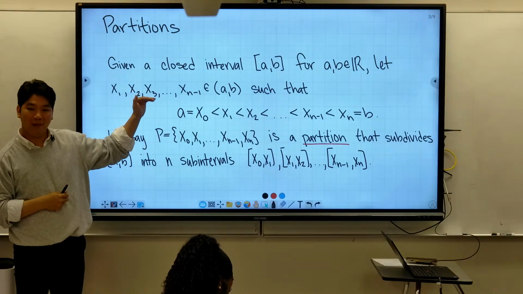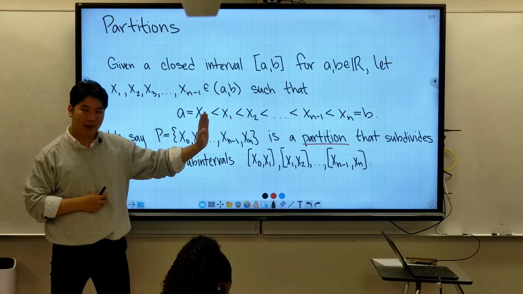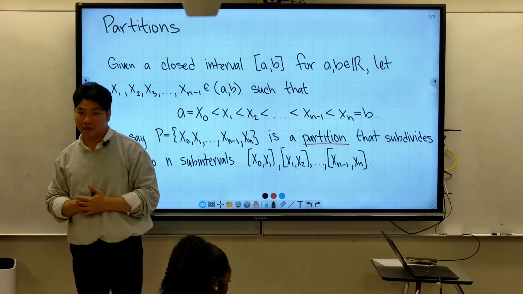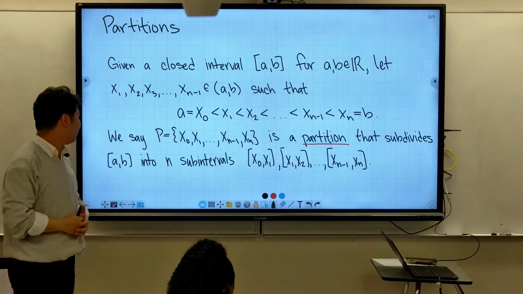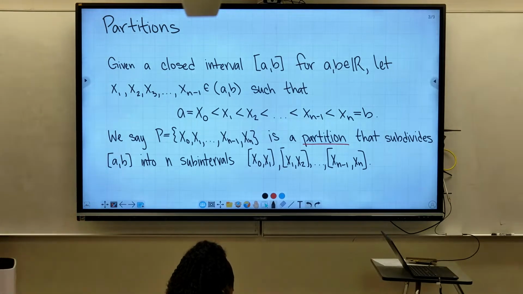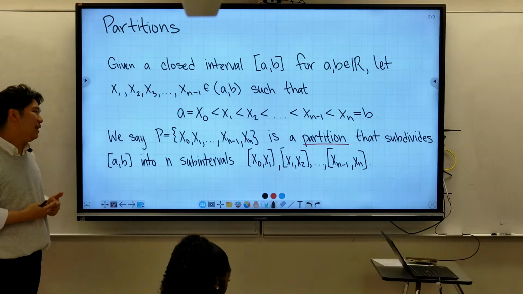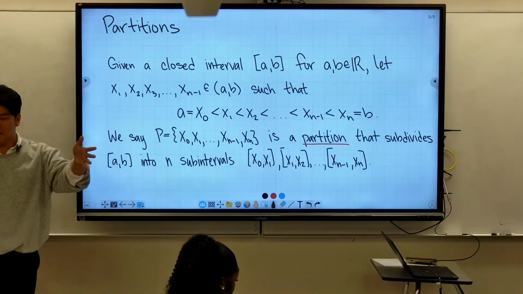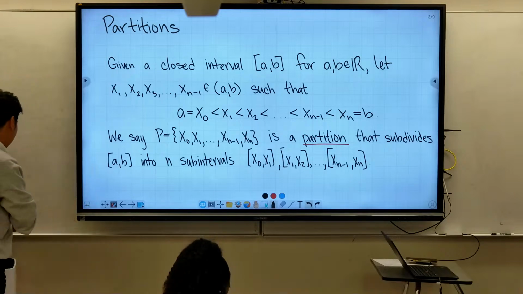And I choose them such that they all fall into this order. A0 is A. A1 is a little bit bigger. A2 is bigger than that. A3 is bigger, so on and so on until I reach the very end. In other words, I order these from least to greatest. Well, if I choose these numbers, x0 to xn, I can call this set P, and I can call it a partition because it takes it and splits it up into smaller groups.